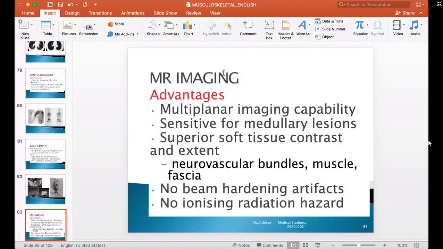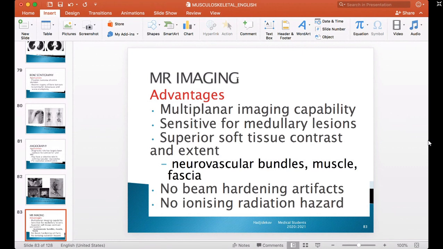So moving to the most important and most appropriate modality for assessment of the tumors. This is the MRI. The big advantage is that you can perform this modality by using multi-planar imaging capability, so you can select any desired plane for scanning your patients. The method is very sensitive for the medullary lesions, and you have superior soft tissue contrast and extent.